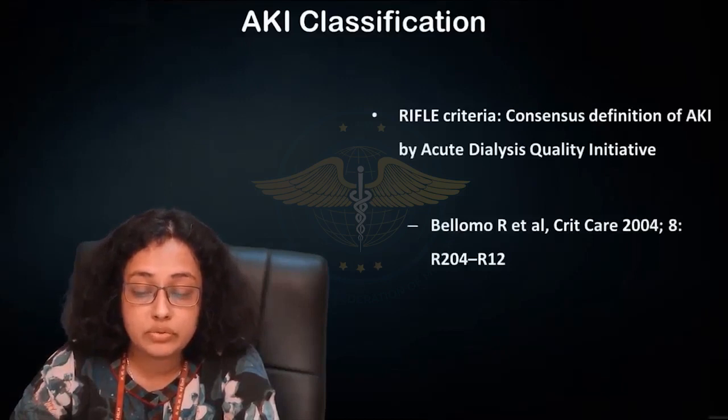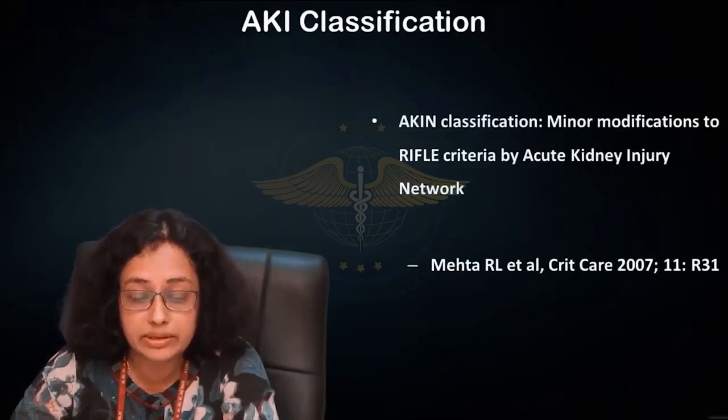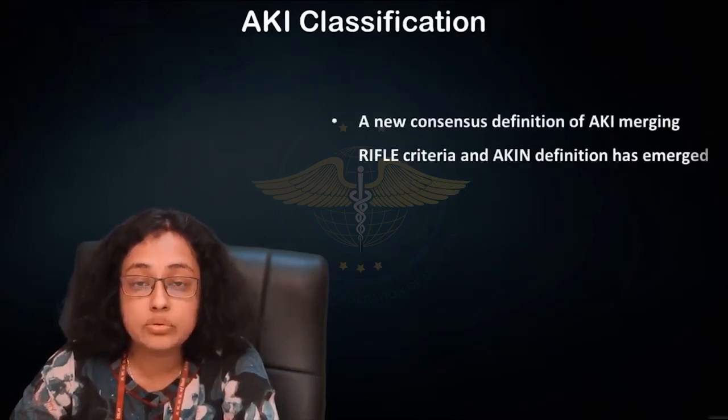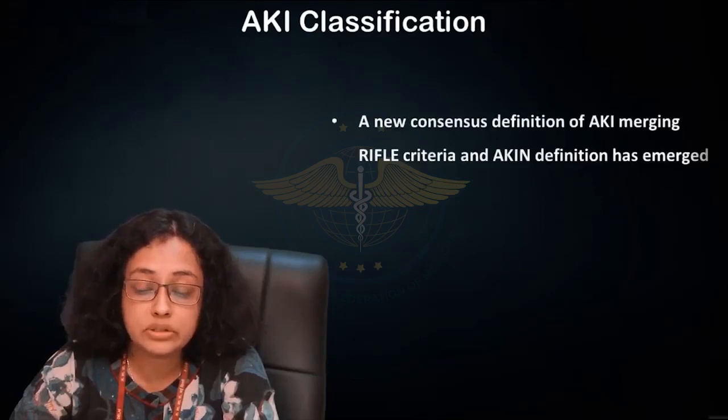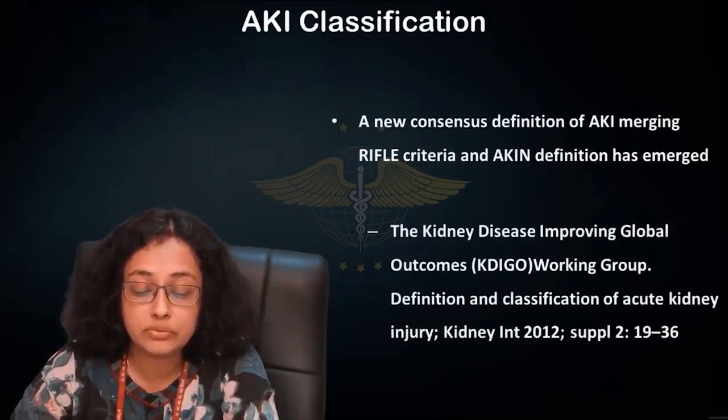In 2004, the RIFLE criteria was given, which was a consensus definition of AKI by the Acute Dialysis Quality Initiative. And subsequently, there was the AKIN, or Acute Kidney Injury Network classification in 2007, which made minor modifications to the RIFLE criteria. And finally, there was a new consensus definition of AKI, merging the RIFLE criteria and the AKIN definition, given by the Kidney Disease Improving Global Outcomes Working Group in 2012.